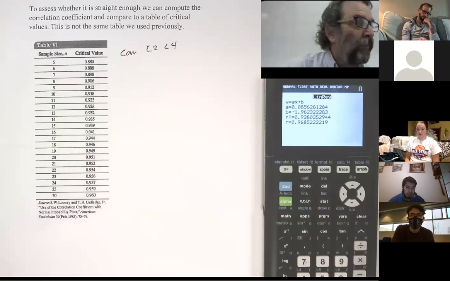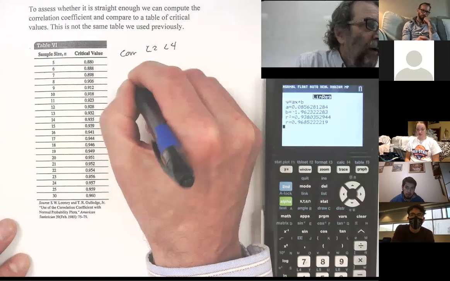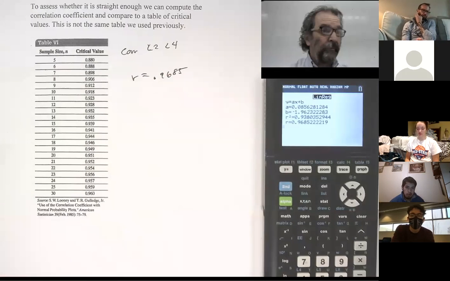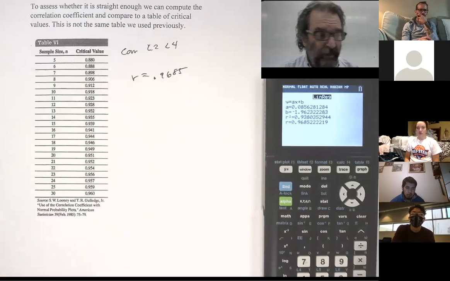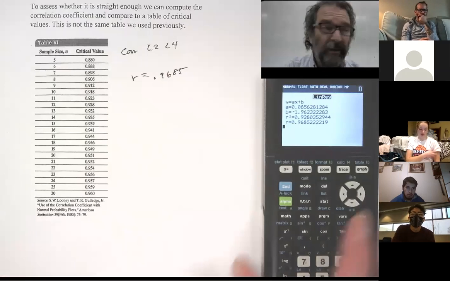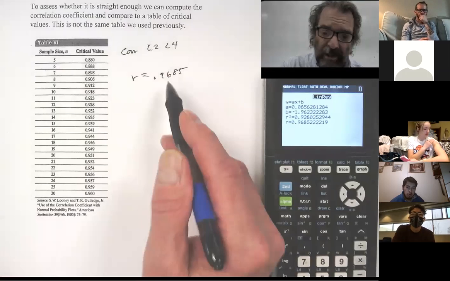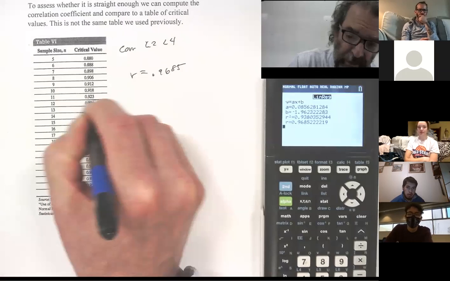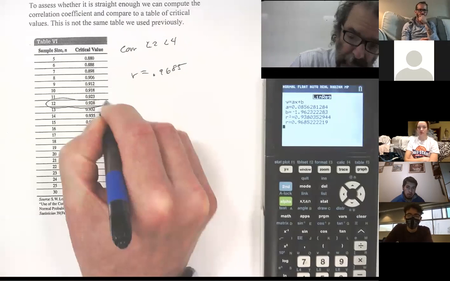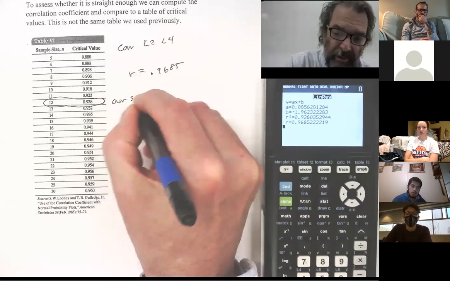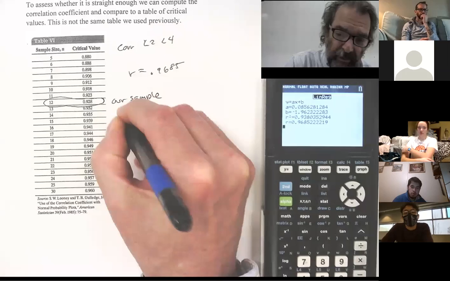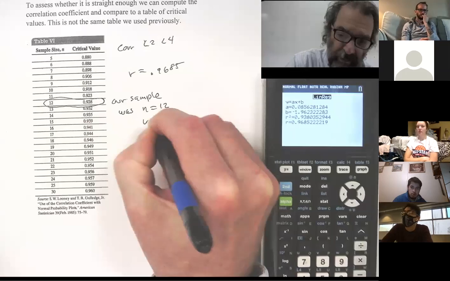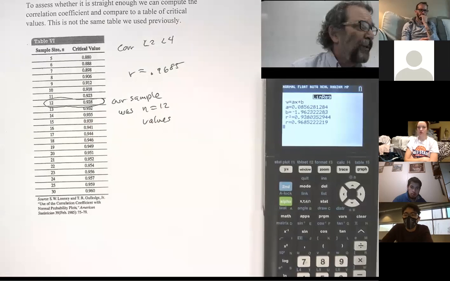There it is. So R is 0.9685. Cool. Dredged up some old memories. And then we compare that 0.9685 to the table. So the table says sample size is 12. Our sample was n equals 12 values. So we had n equals 12 points.